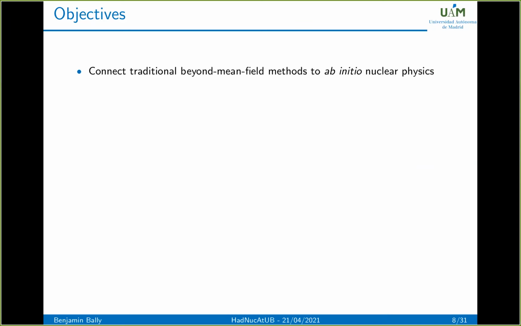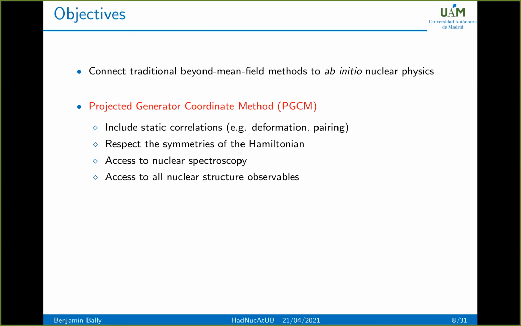So that's why one of the ideas is to reuse all the knowledge we had, for example, in mean field calculations, in energy density functional calculations, and people have done the same in shell model calculations with valence space and IMSRG, to reuse the methods we used in the past, but now trying to connect them to ab initio nuclear physics. In my case, I will describe how we can try to connect the projected generator coordinate method, which we'll explain in a few minutes, to ab initio nuclear physics.